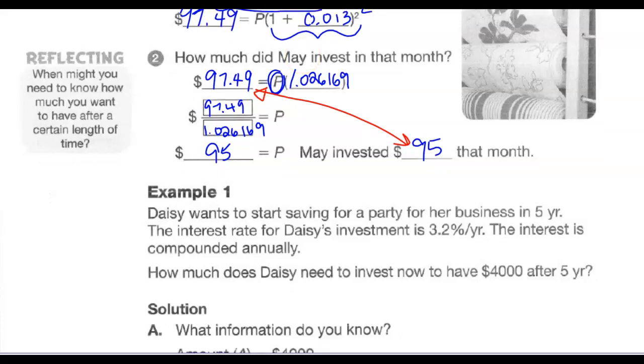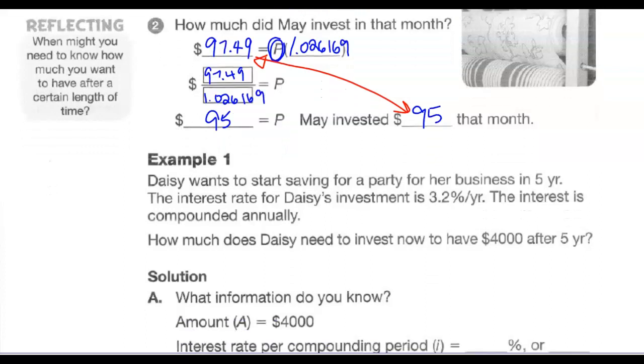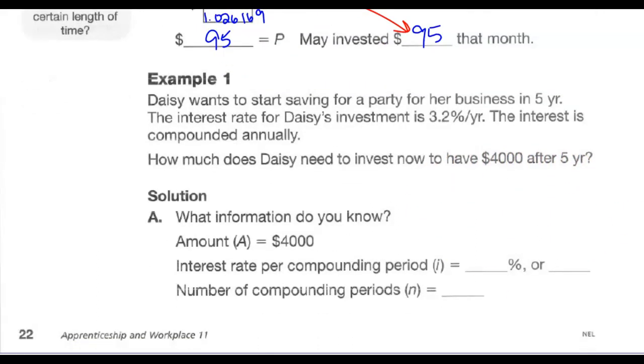Next one, they earn a little bit more interest. So it says Daisy wants to start saving for a party for her business in 5 years. The interest rate for Daisy's investment is 3.2% per year. Interest is compounded annually. How much does Daisy need to invest now to have $4,000 after 5 years? So now we're looking to calculate what the P value is. So what do we know?